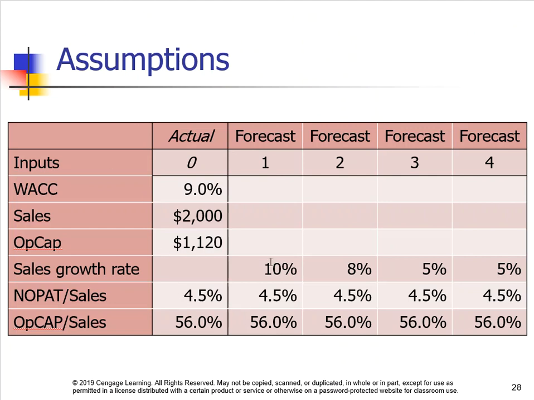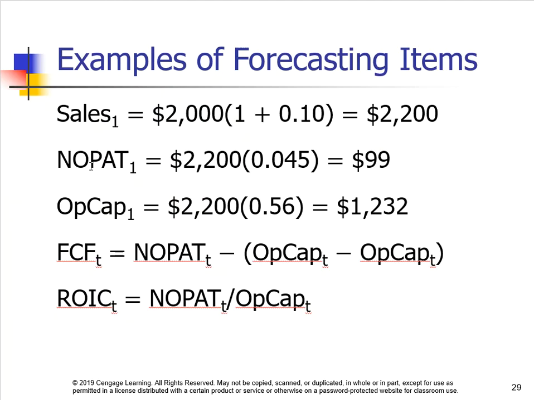Okay. So these are our growth rates in sales. NOPAT's 4.5%. Operating capital is 56% of sales. Okay. So for our forecast, sales in year 1 will be 2,000 times 1 plus the 10%, right? NOPAT's 4.5% of sales. Operating capital is 56%. And so then free cash flow is NOPAT minus the change in operating capital.